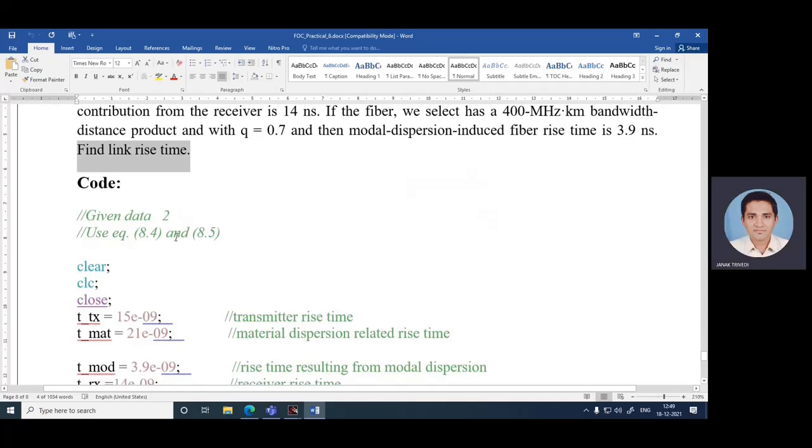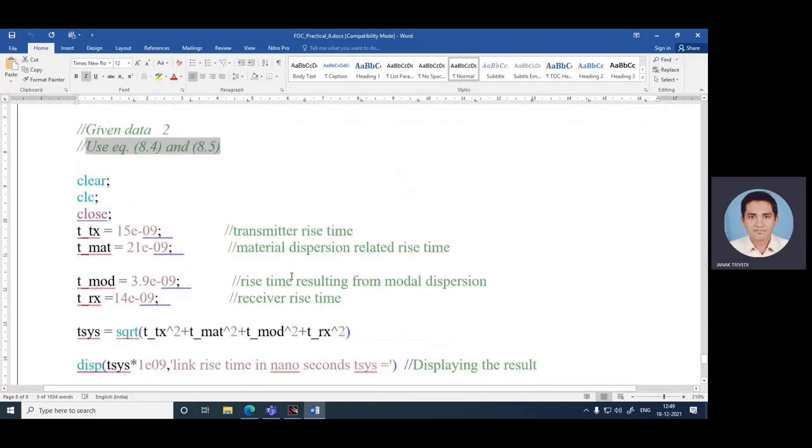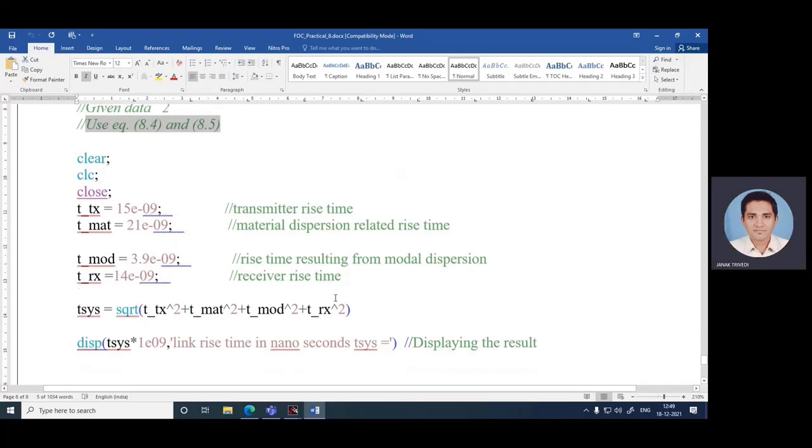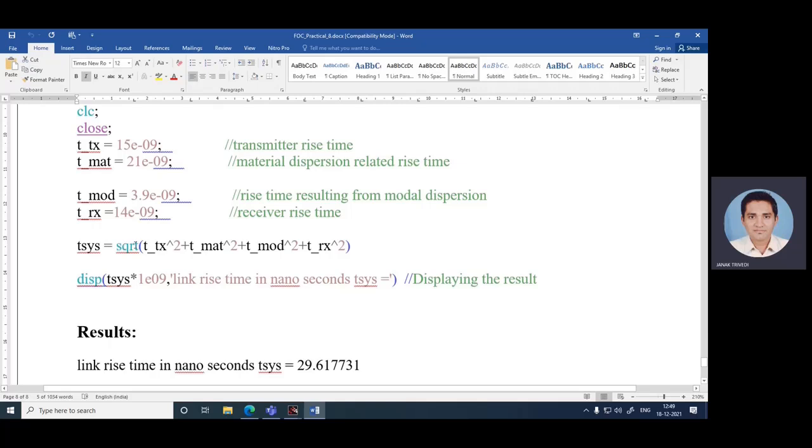So we have to use the given data and use equations 8.4 and 8.5 to solve this particular question. Clear, clc, and close. Then TTX is given, that is TTX equal to transmitter rise time, TMAT is equal to material dispersion related rise time, Tmode is equal to 3.9, the rise time resulting from modal dispersion, TRX equal to 14 e raised to minus 9, the receiver rise time. And then we use the equation T system, that is equal to square root of TTX square plus TMAT square plus Tmode square plus TRX square, and finally display the result with the help of this function.